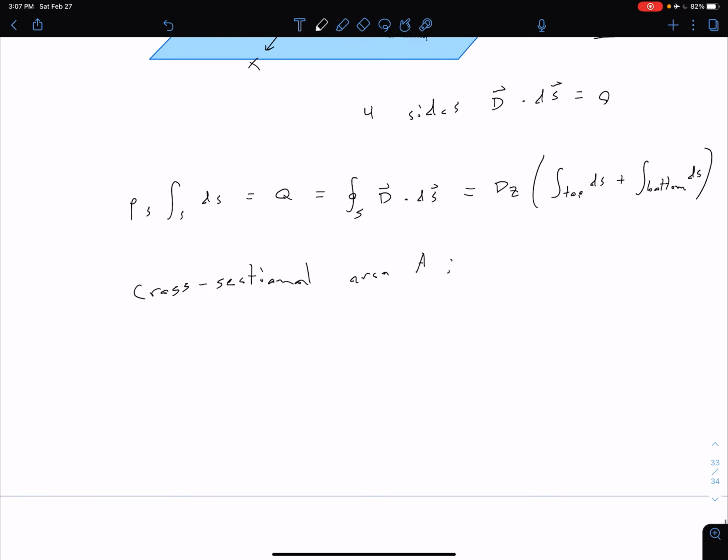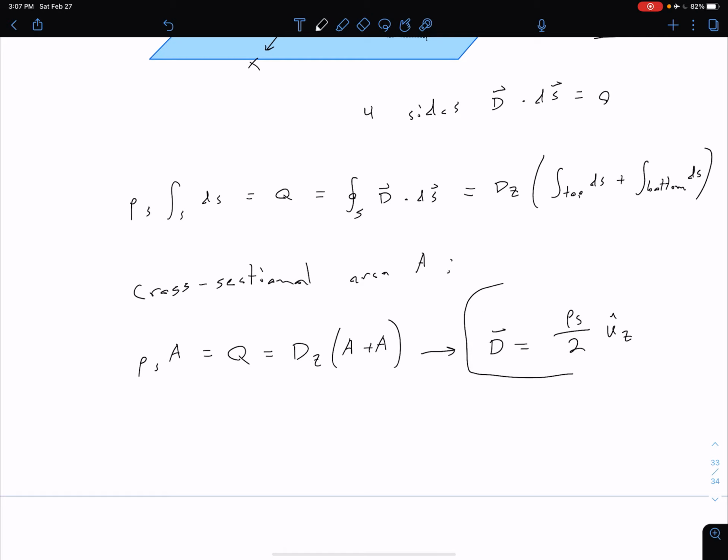So if we assume that, then our enclosed charge is going to be rho s times A, because the integral over the differential surface is just going to be A, equals Q, which is equal to, from our integral over here that we left, Dz times A plus A. And so we can solve that for our D, because we know, as we've already argued, it's only going to be in the z direction. So our overall D is going to be rho s divided by 2. And notice we have the A term canceling out, and we have that in our z direction.